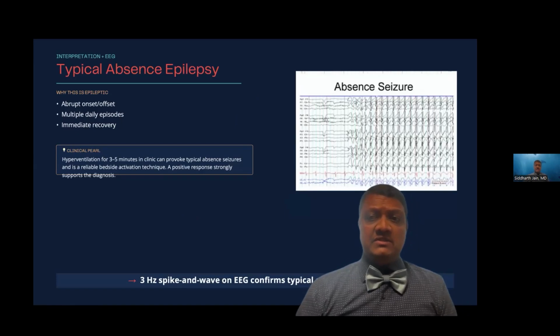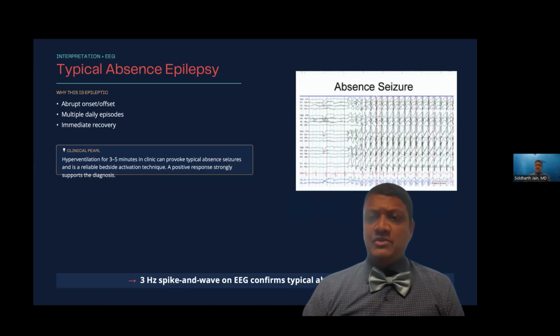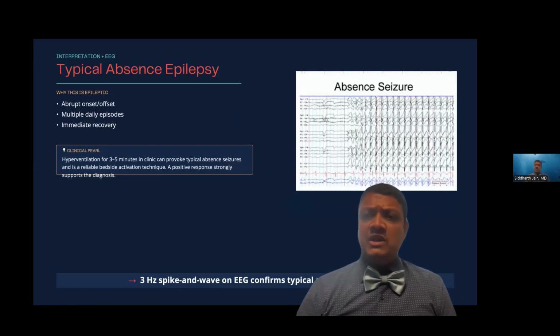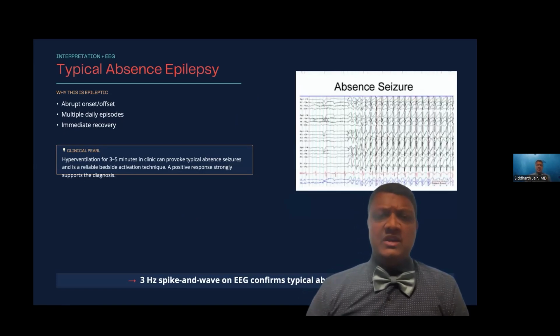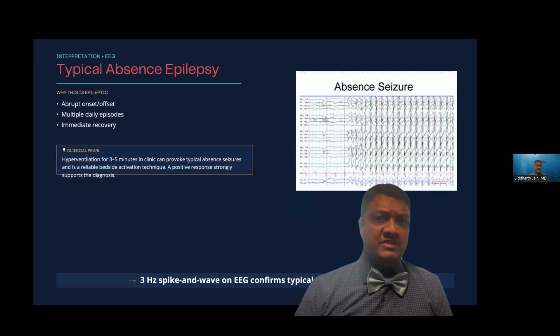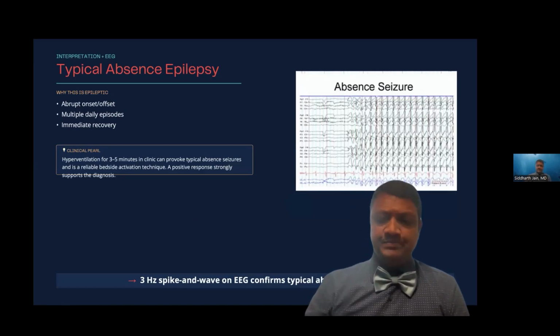Prognosis generally is excellent with appropriate treatment. Ethosuximide or valproate can be first line, and most kids will outgrow this by adolescence. We do need to monitor, as sometimes generalized tonic-clonic seizures may occur in a smaller proportion of these children.